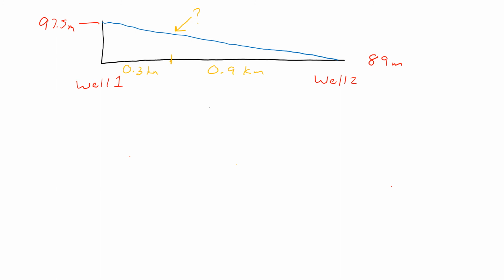Okay, if you're not ready to move forward, you can pause the video, but let's go through this. Now, there's actually a number of ways that you can do this problem. For me, probably the easiest is to simply figure out the slope of this line, which is pretty simple. Okay, so that is the slope of the potentiometric surface.